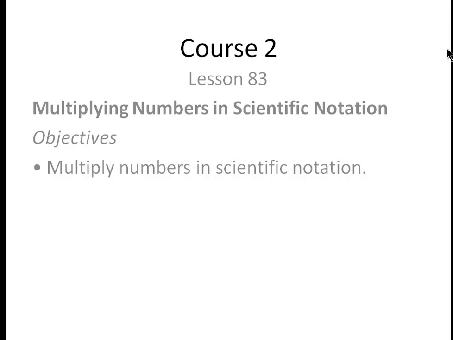All right, welcome to lesson 83 of Saxon Math, course 2. We're going to multiply numbers in scientific notation. It's a little bit tricky, not too bad, but once you get the hang of it, it's really quite easy. So let's go ahead and get started, take a look at it.